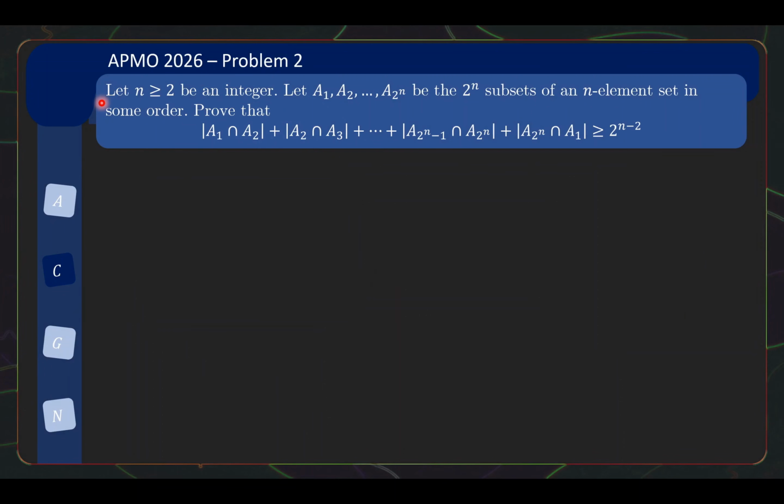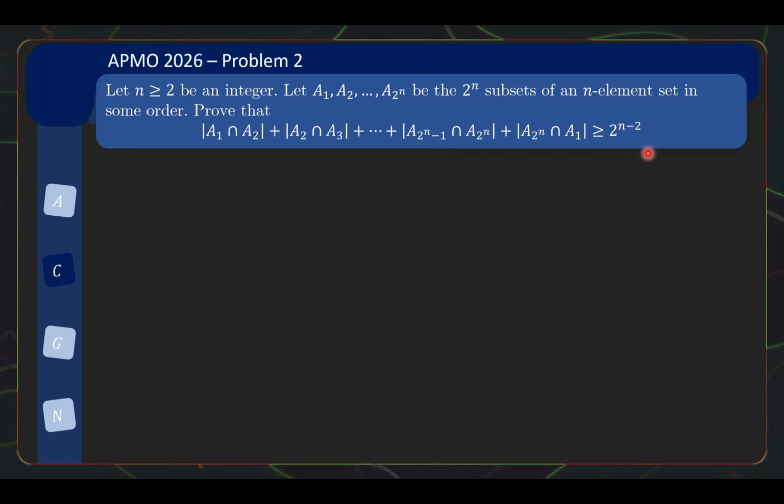Okay, so unlike other combinatorics problems, this problem statement is really short. Let n be greater than or equal to 2 be an integer. Let a1, a2, dot dot dot, a_{2^n} be the 2^n subsets of an n element set in some order. Prove that we have this inequality.